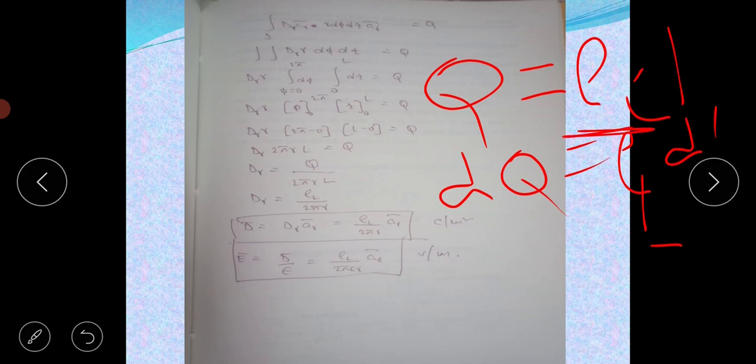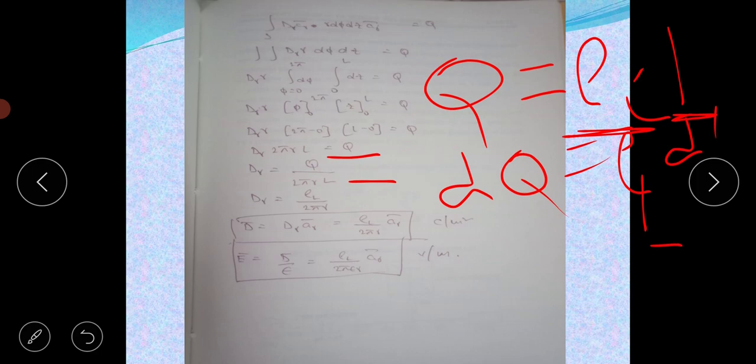If it is a differential charge, dQ equals rho L into dl. So Q equals rho L into L. Rho L is the line charge density, L equals the length of the charge. Here Q by L equals rho L. So Dr equals rho L by 2 pi r.